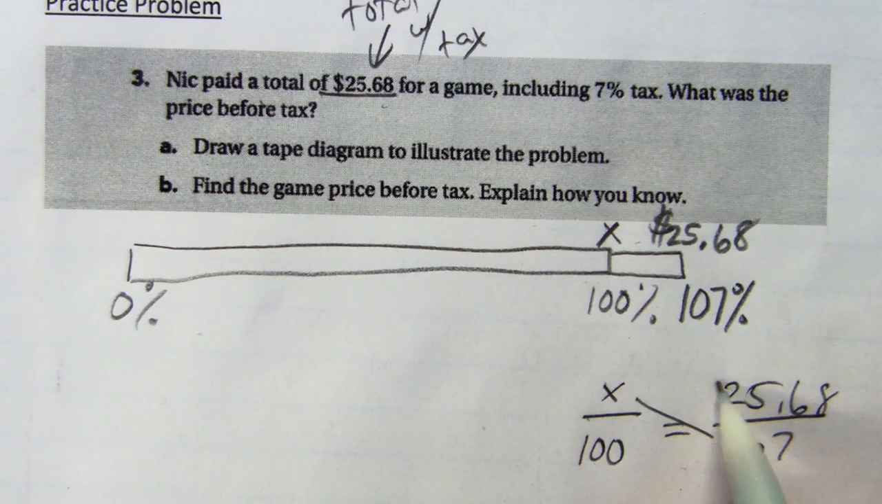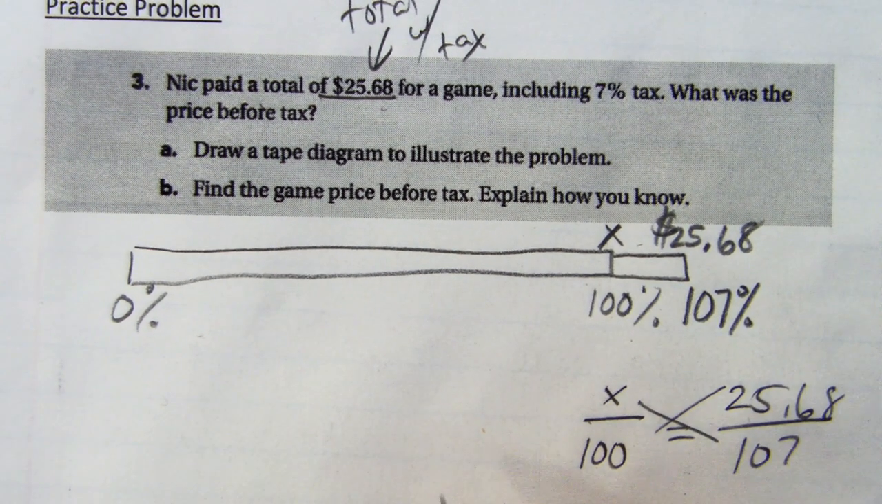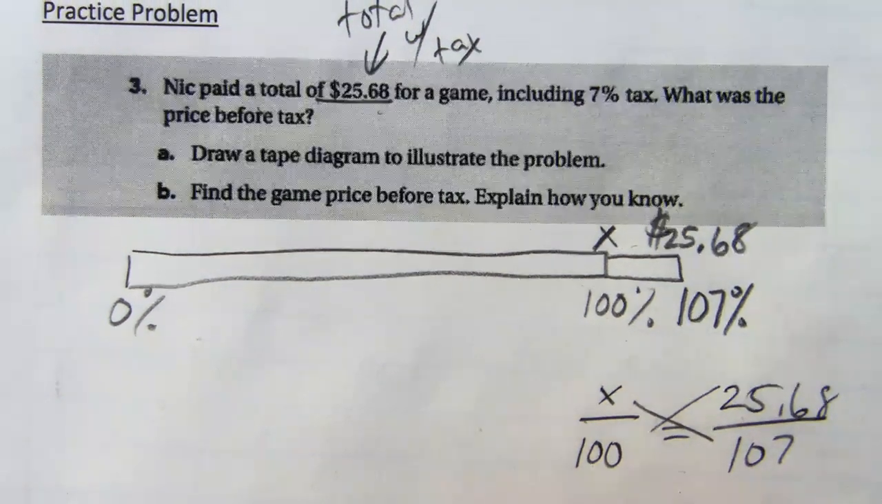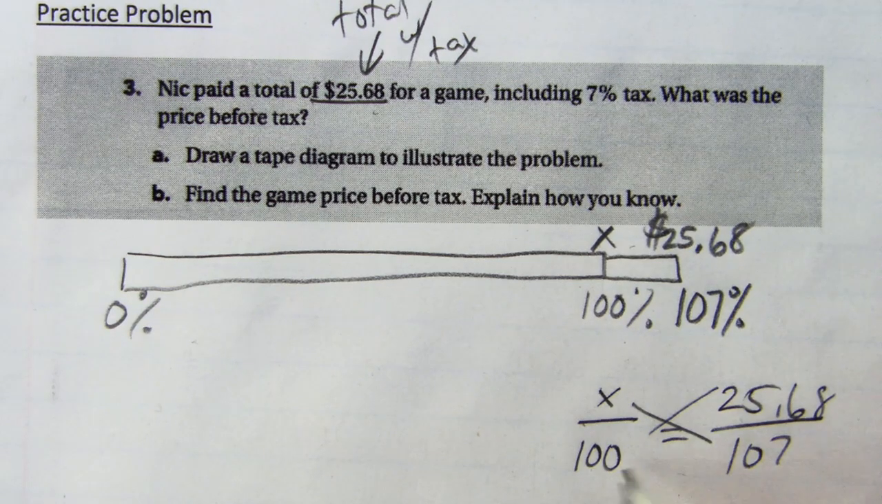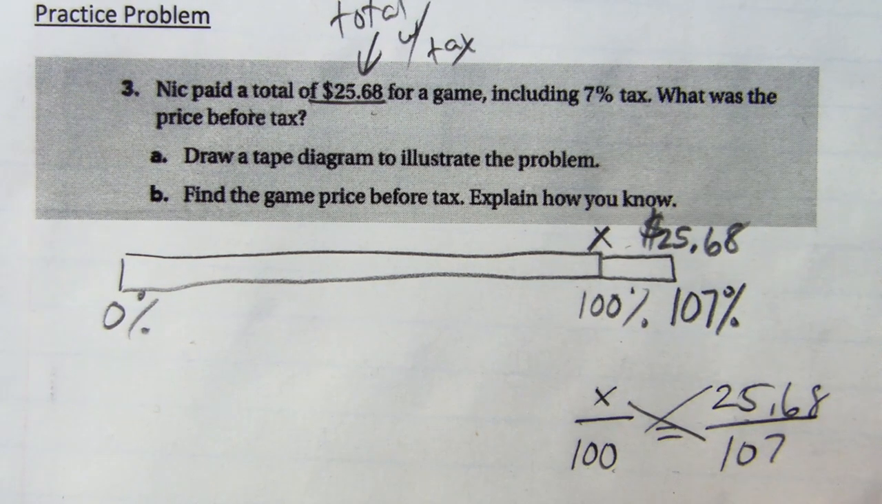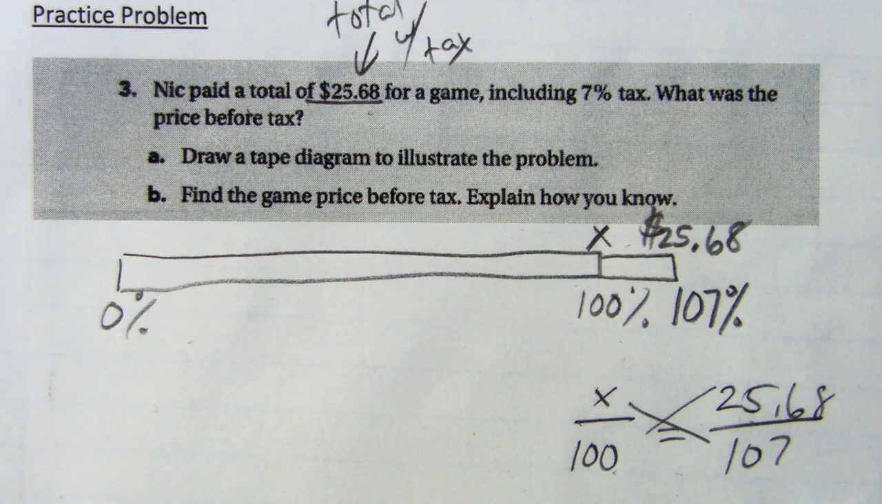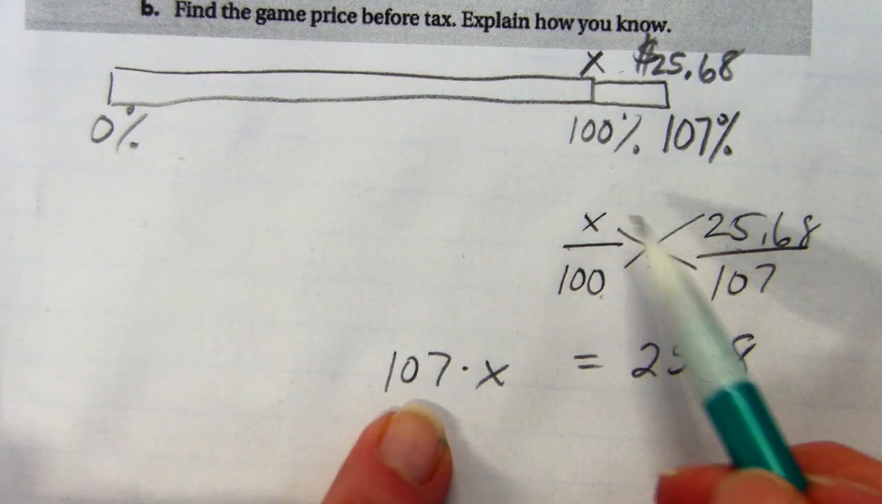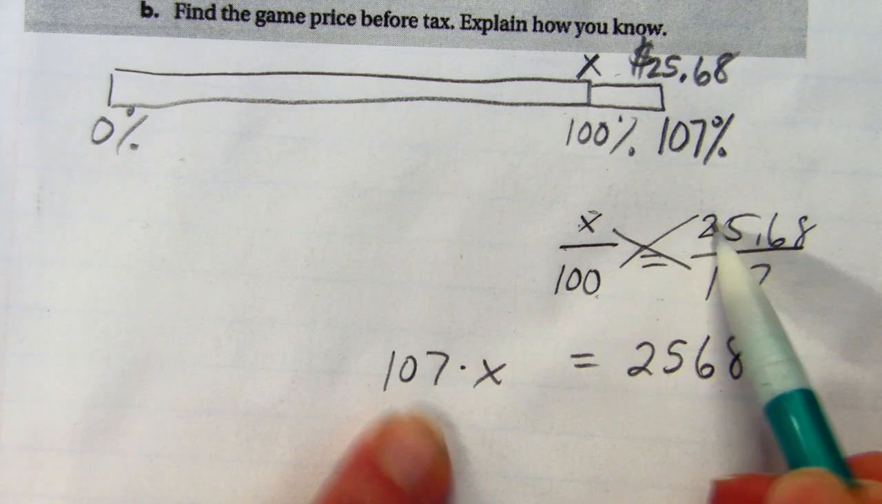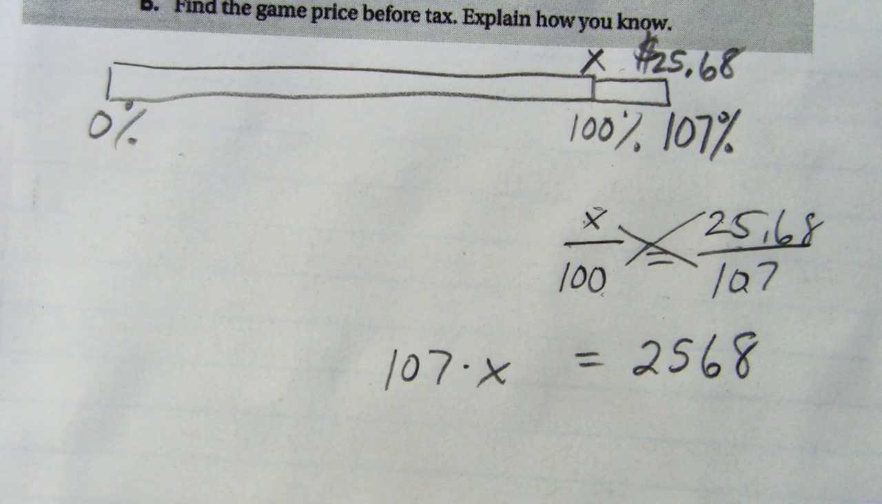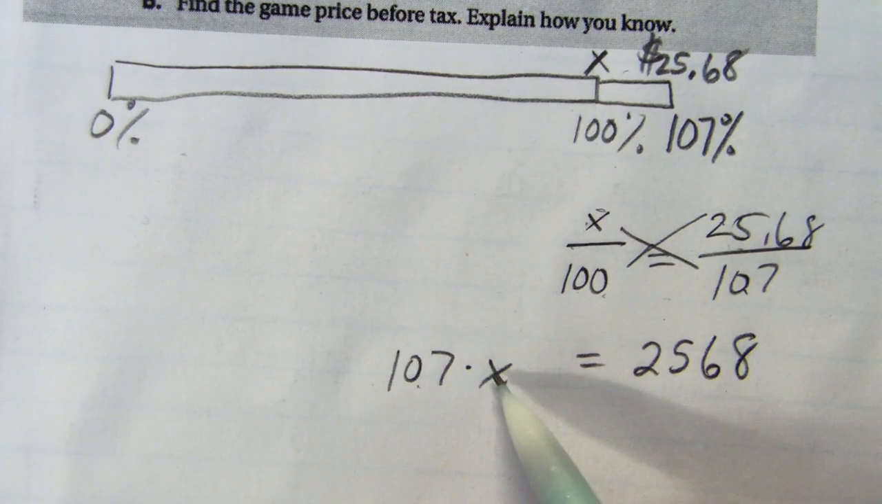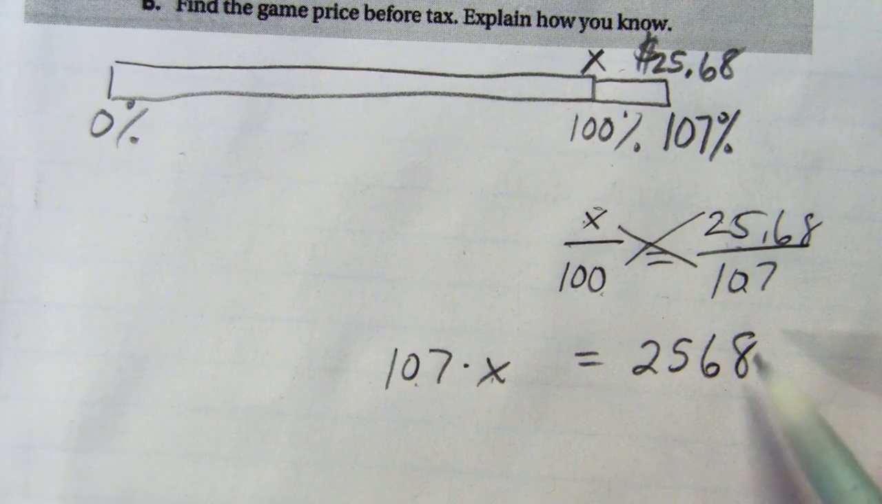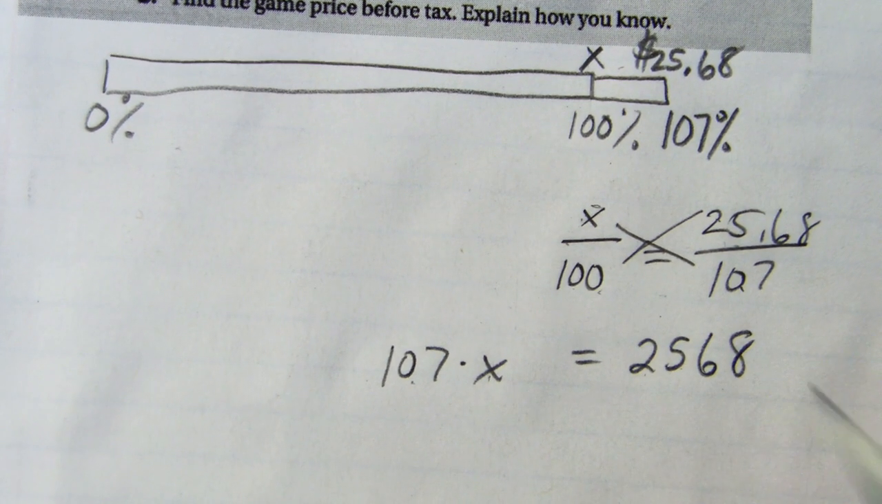And we can cross multiply. So I will have 107 times x equals, and that'll just give me 2,568. Just moves the decimal over. And you can't see what I'm writing. There we go. So I did this times this, that times that, cross multiply is what they call that. So I know that 107 times my mystery number x is 2,568.